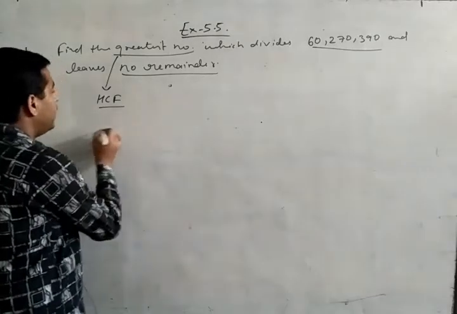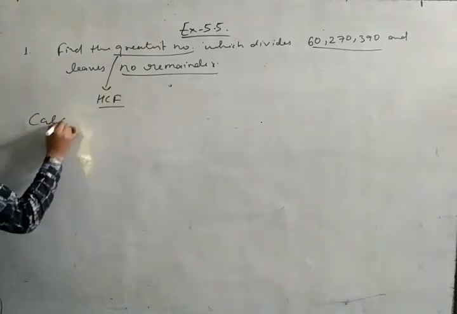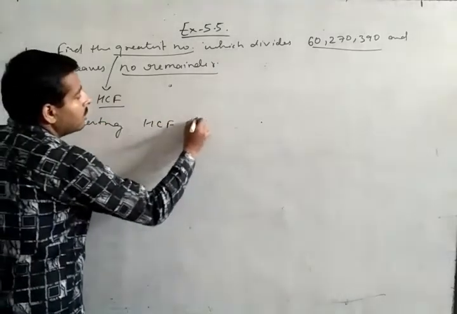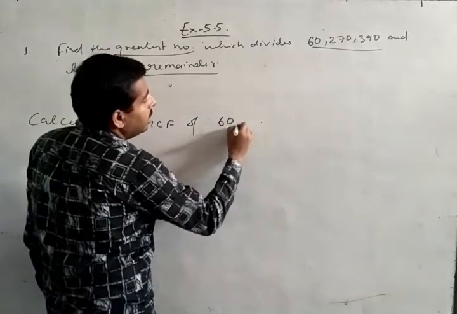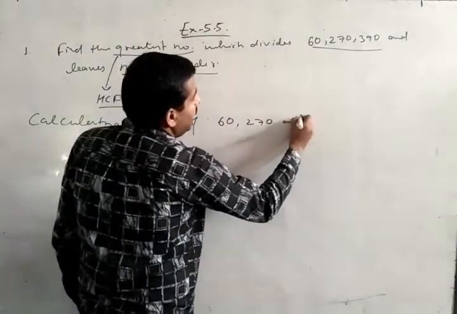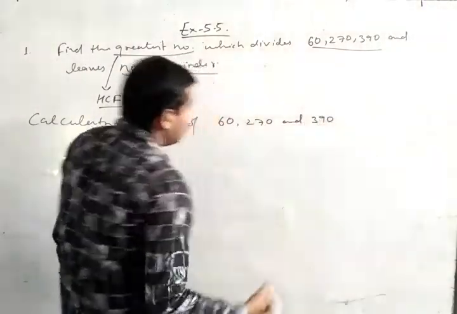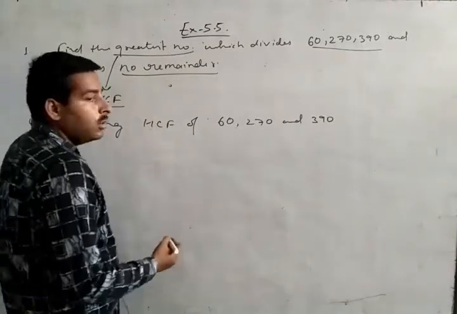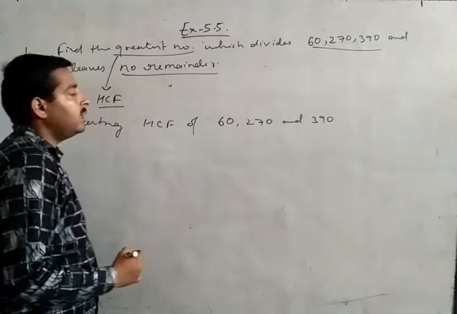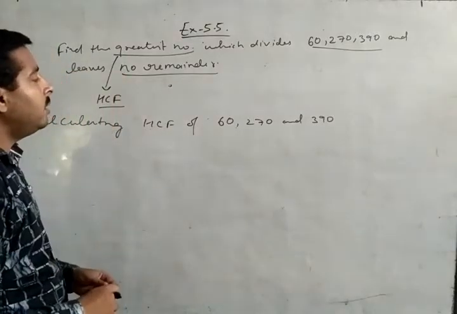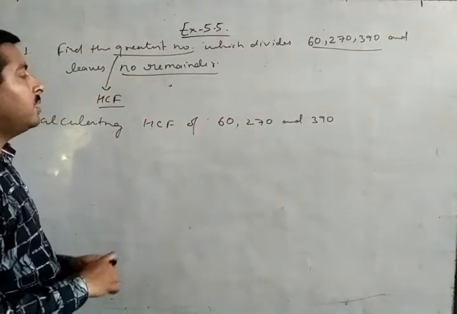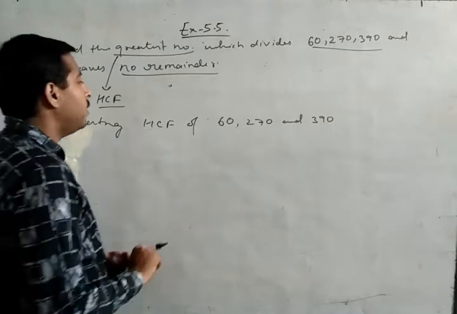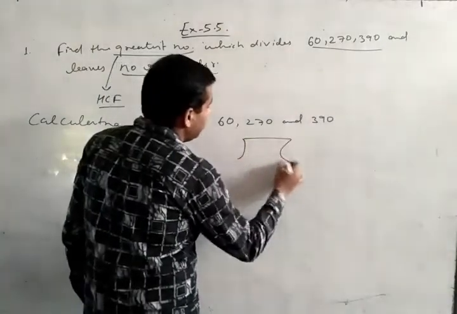So we will write, calculating HCF of 60, 270 and 390. Now how will you calculate the HCF? I have told you the two ways to calculate HCF. One was the division method and the second was the prime factorization method. You can choose either way to calculate the HCF. I will go by the division method.